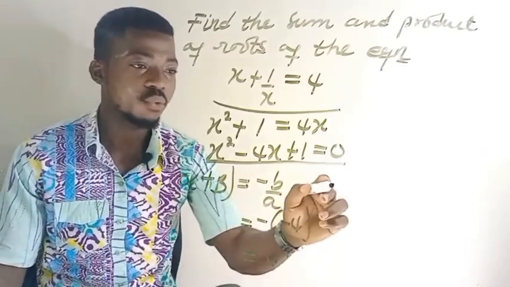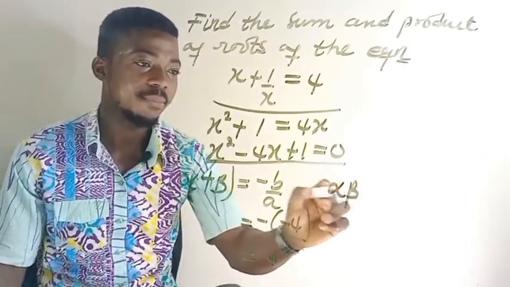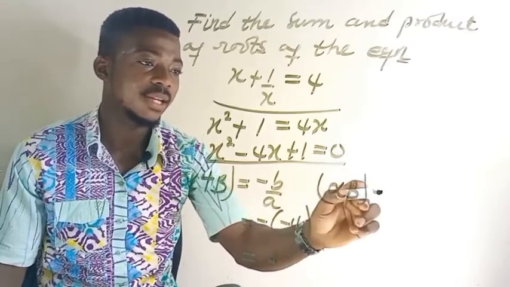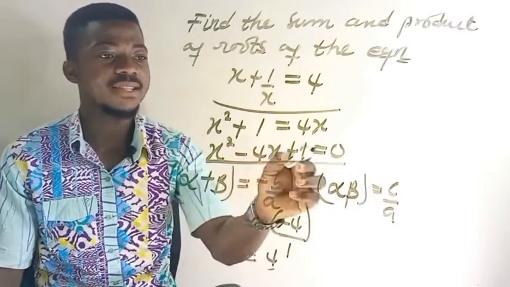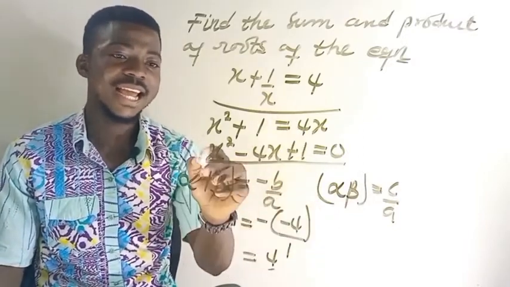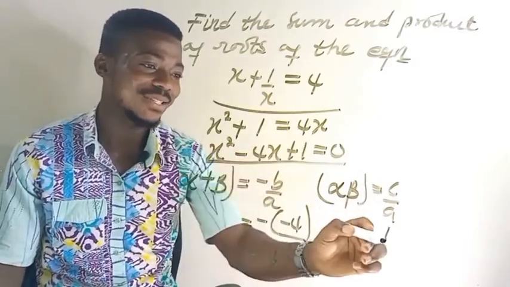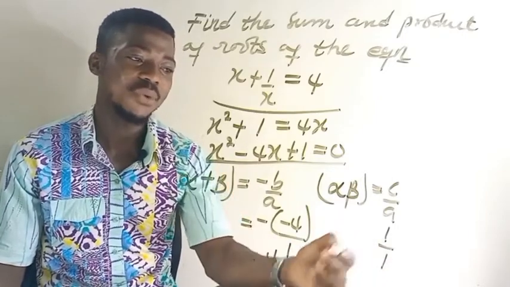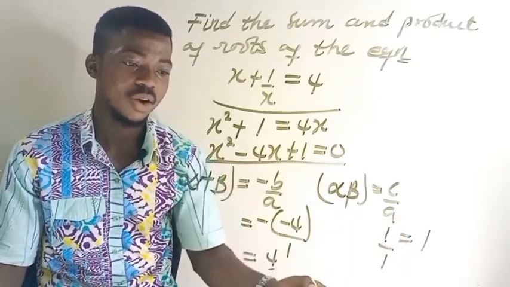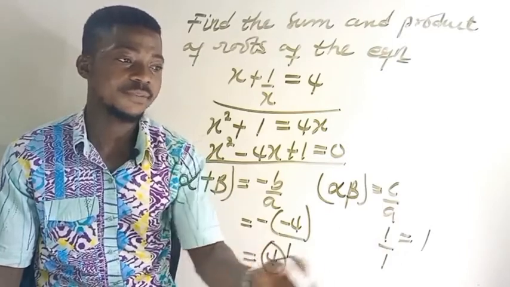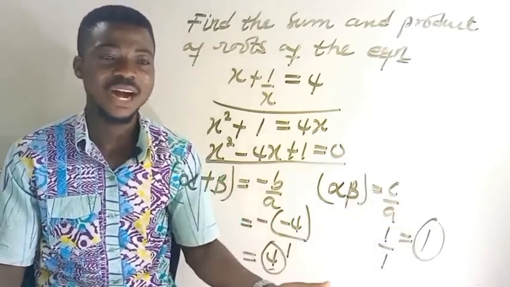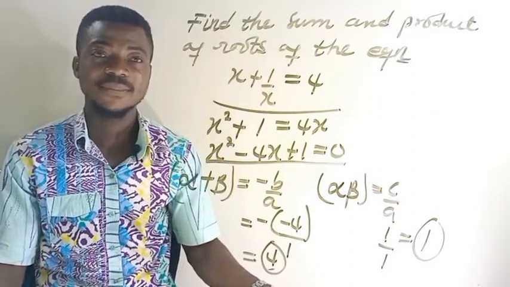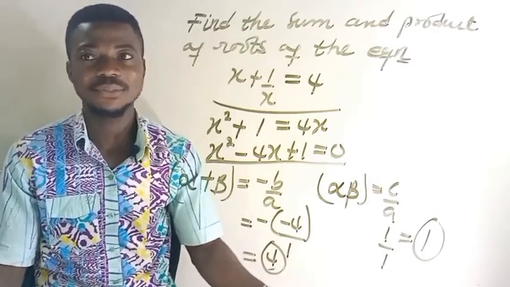Then the product of the roots, so we have alpha beta, all right, is going to be c over a. Now, c in this equation is 1, and then a in the equation is 1. So that is 1 over 1, which is definitely 1, right? So the sum is 4, and the product of the roots is 1. That's how we do it, all right? Great. Let's do another example.